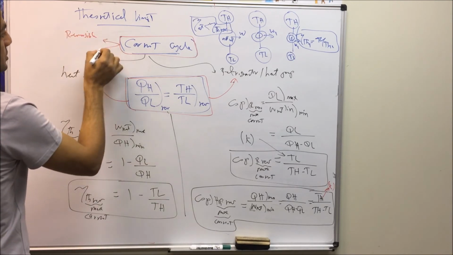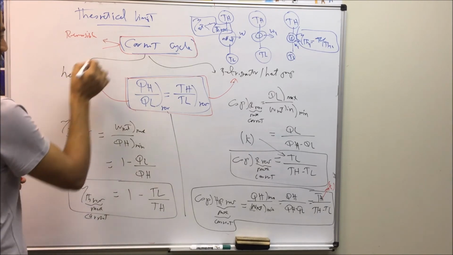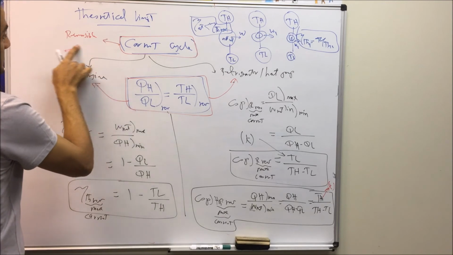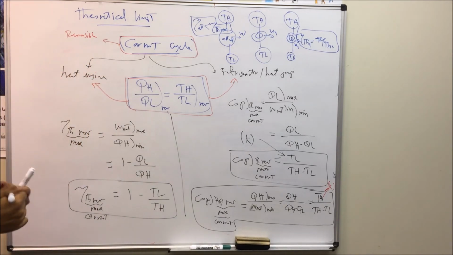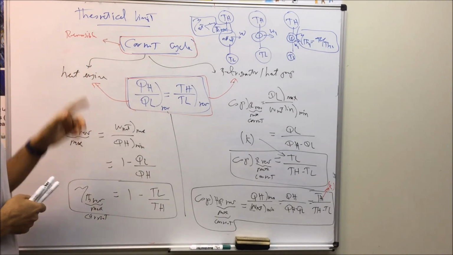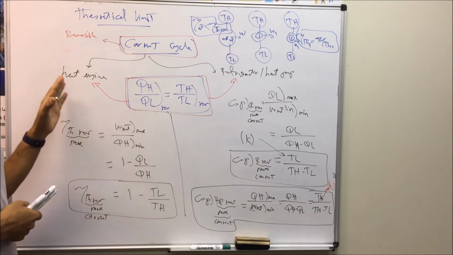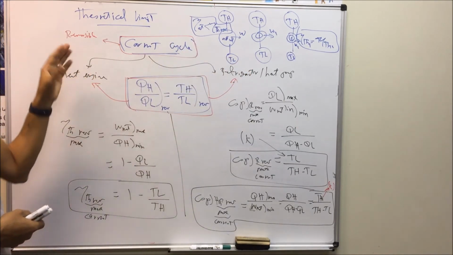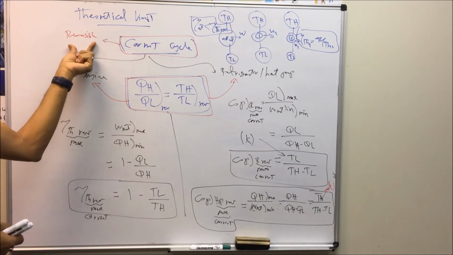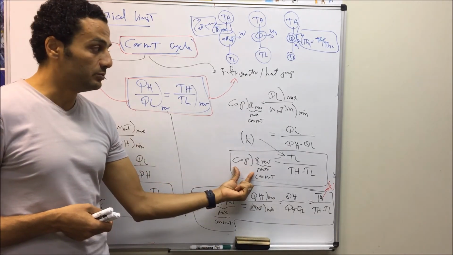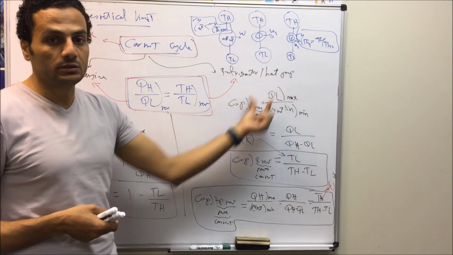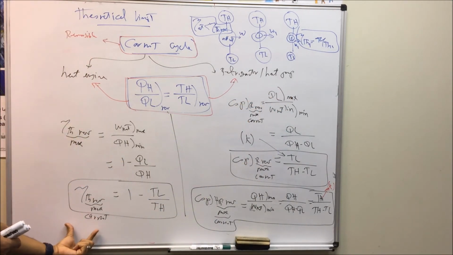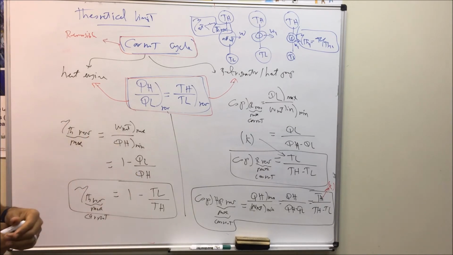So when he says the system is reversible, this means the cycle is working on a Carnot cycle. When he says we have a reversible heat engine, reversible refrigeration cycle or reversible heat pump, this means we don't have any kind of losses. So the coefficient of performance is maximum for a refrigerator or heat pump, and for a heat engine the thermal efficiency is maximum.